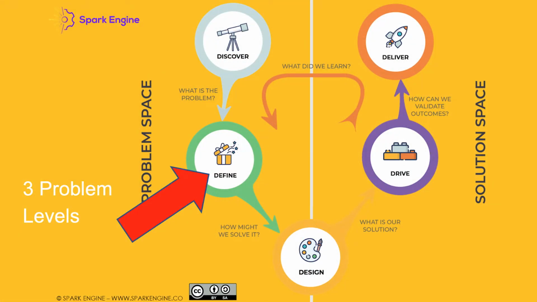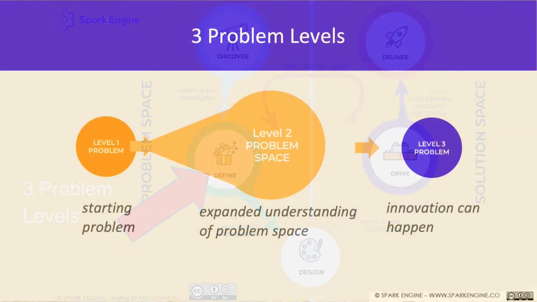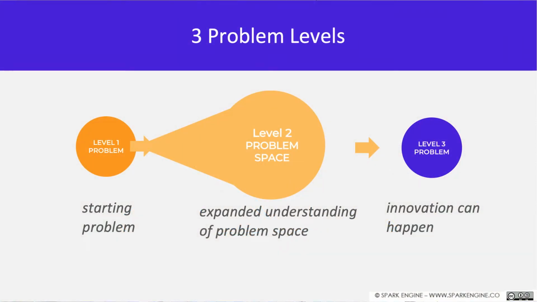For today's conversation, since we are focusing on the problem space, we are in the define dimension. The 3 levels of problems is a framework that at Spark Engine we have developed to help us better define the problem that we would like to solve. So let's keep looking at an example here. If you remember, level 1 is where most teams operate. Level 2 is an expanded understanding of the problem space. And then level 3 is where innovation really happens.